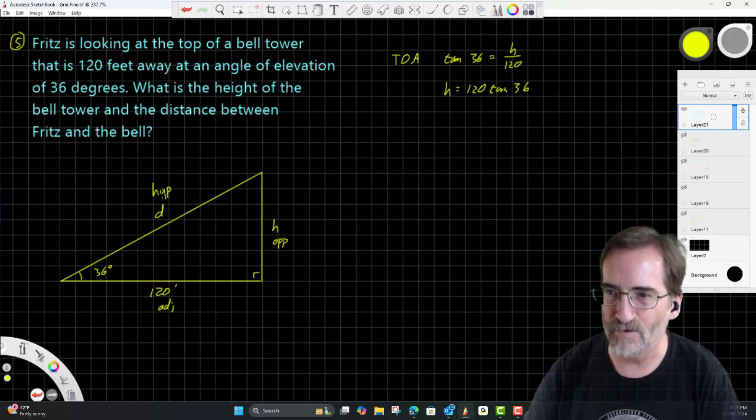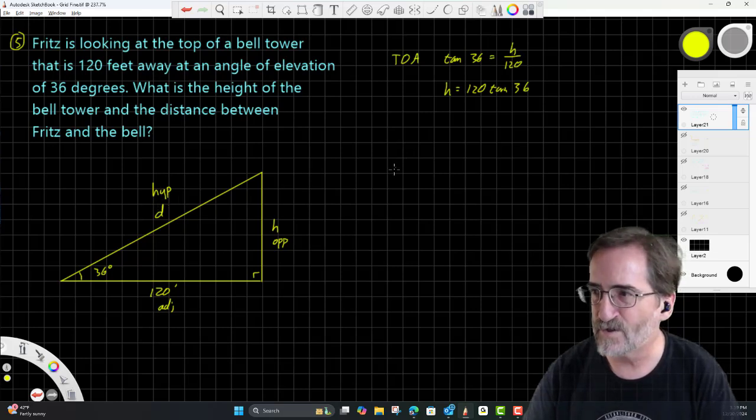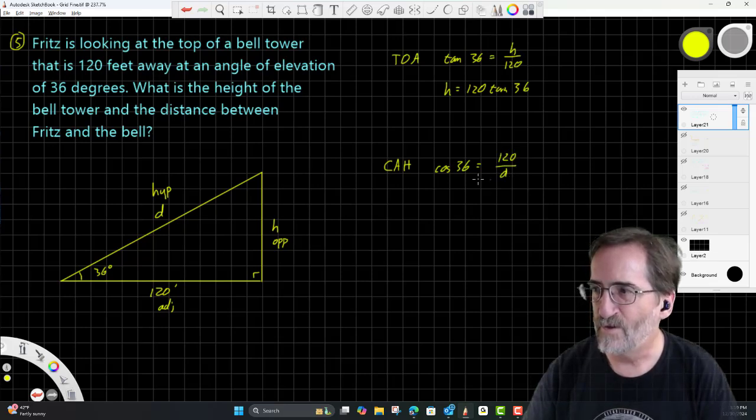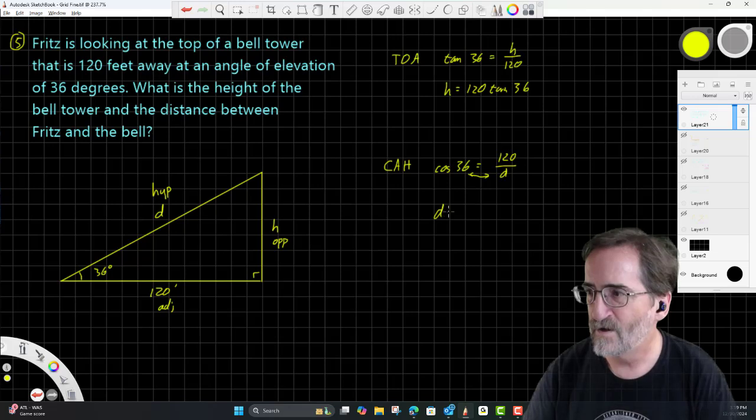And so I'm going to use adjacent and hypotenuse. Think SOHCAHTOA, that's CA, that's cosine. So cosine 36 is adjacent 120 over hypotenuse D. Now in this case, the denominator is the variable, so we're just going to switch places here. D equals 120 divided by cosine 36.